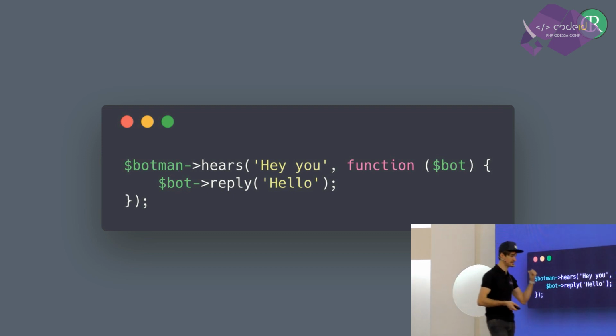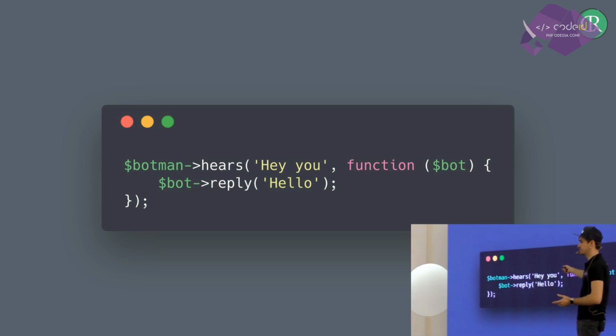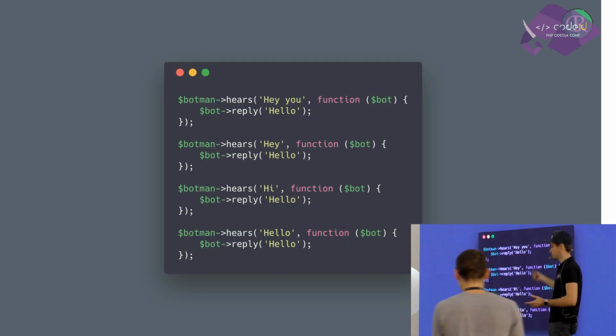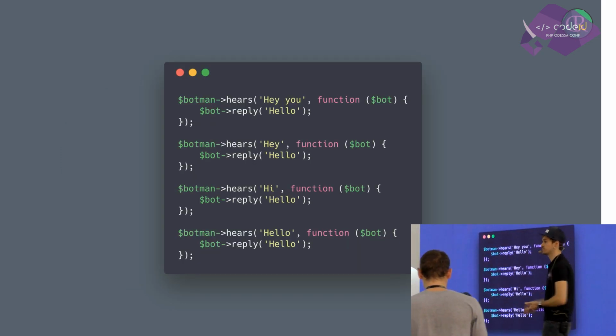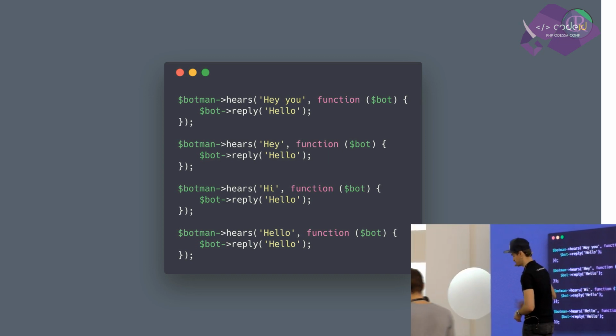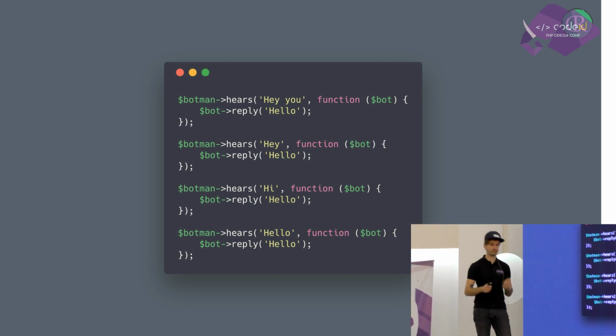So we have seen these kind of listeners where we're listening for specific strings and then we reply with something. But here the user says, hey you. What about he says just hey or hi? Then we would end up with so many listeners and it's impossible to provide all these different occasions and situations how you can use them.